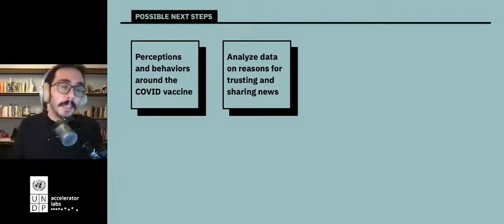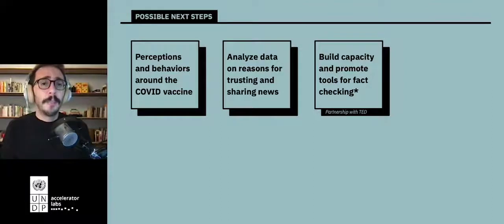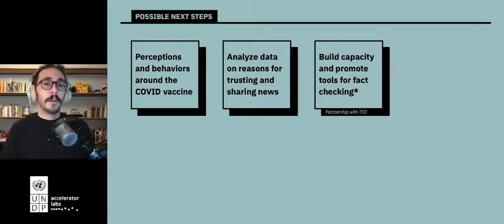The analysis here would help us better frame and strategize communication efforts in the future. Building capacity and promoting tools for fact-checking. This is something that's already happening within the UNDP country office with the fact checkers and the Count to 10 campaign. And together with the UNDP and Accelerator Lab Global, they've set up a partnership with TED, the Healthy Internet Project, and Lebanon is one of the countries trying to test this. We think there are a lot of opportunities to link the TED HIP tool with misinformation around COVID-19 in Lebanon.